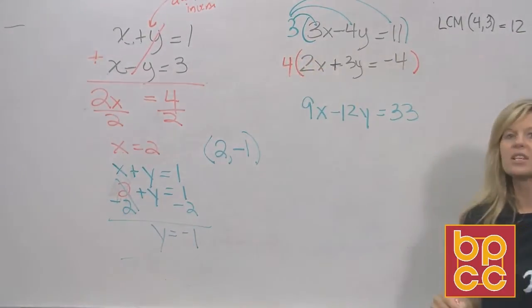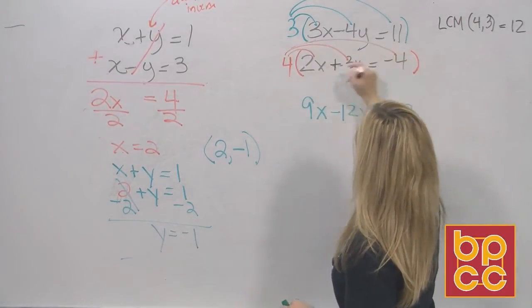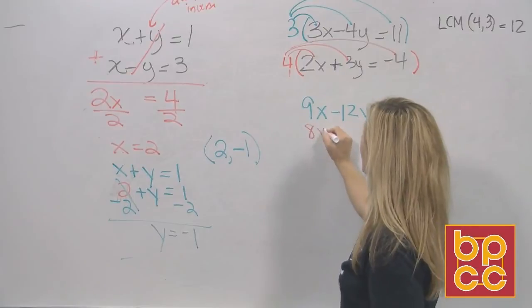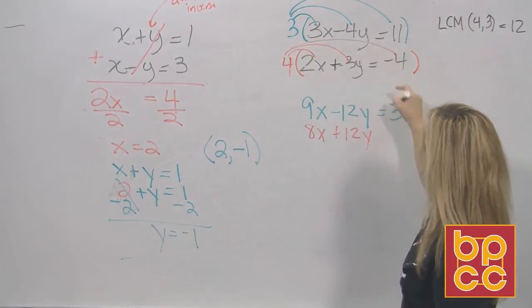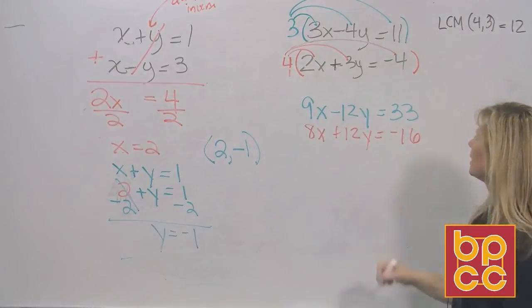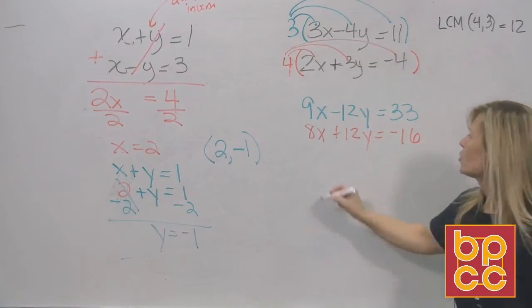I'm putting parentheses around it because I got to multiply everybody by 4. So we're going to distribute again. 4 times 2x is 8x. 4 times 3y is 12y. 4 times negative 4 is negative 16. Now, everybody look closely. Do you see your additive inverse, your opposite? Yep. So now we can add.